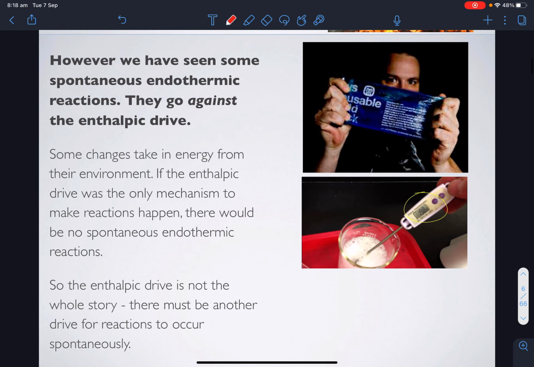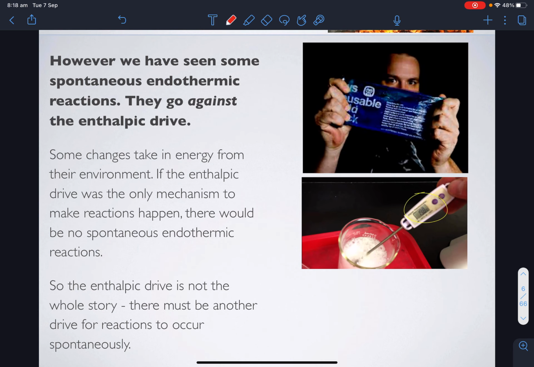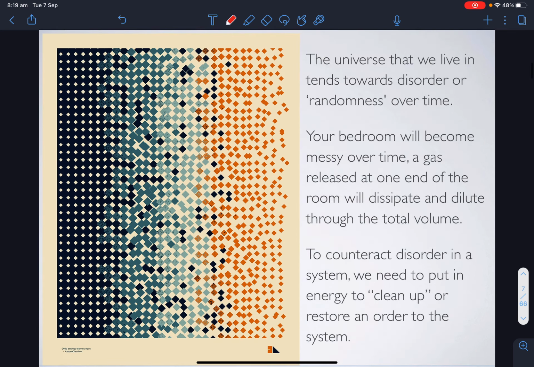Okay, but the trouble is, if that's so true, we've seen some spontaneous endothermic reactions, haven't we? These reactions that we looked at where we dissolve some salt in some water and it took in energy, or you do a chemical reaction like the ones in a cold pack and it takes in energy, that's going against this drive, but it still happens. So the enthalpic drive is not the only thing that makes chemical or physical changes happen. There must be something else. Okay? There must be something else at play here.